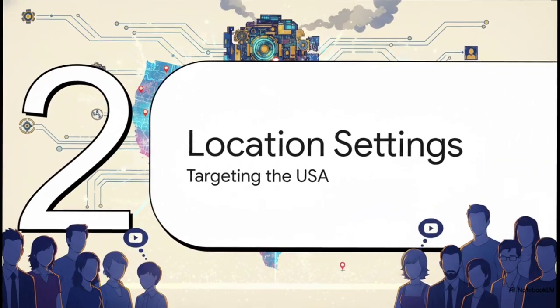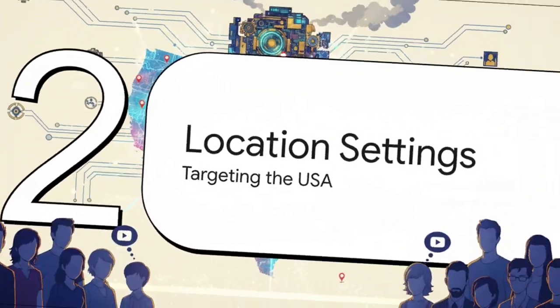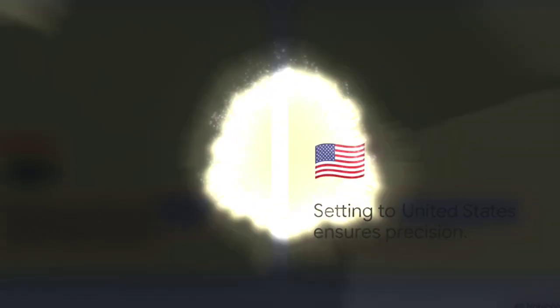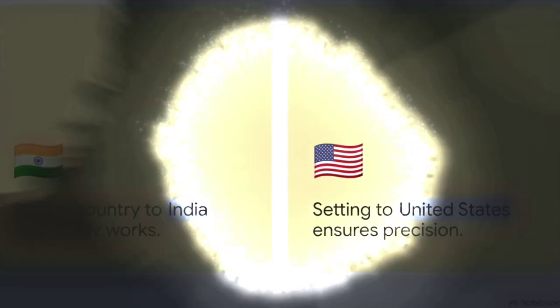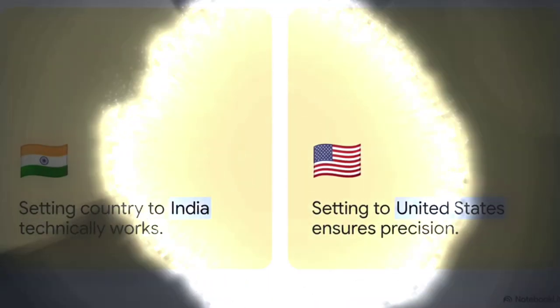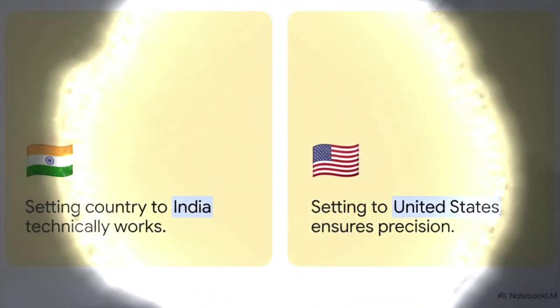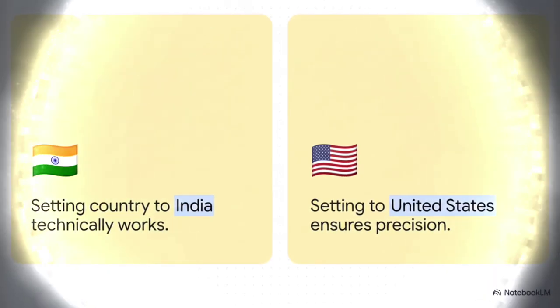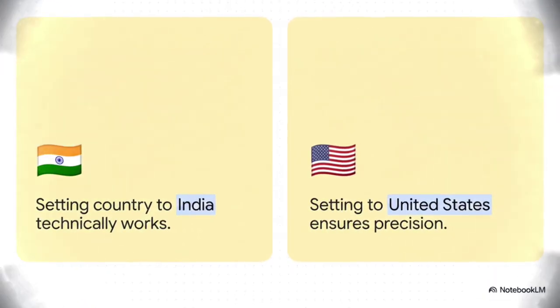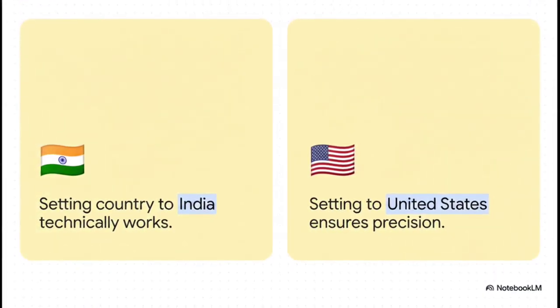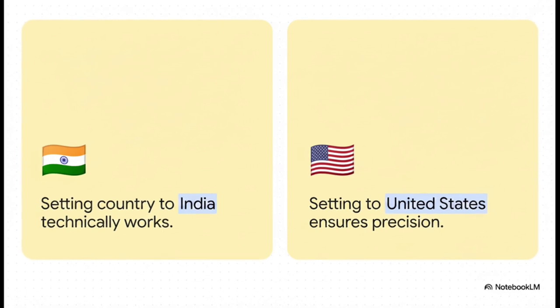Moving right along to section 2, location settings. Now, this part is absolutely crucial. While the source notes you could technically leave your country set to India and still succeed, selecting United States is highly suggested. Why? Because you want zero algorithmic confusion. Think of this setting as your channel's compass. Sure, the algorithm is smart and it'll eventually figure out who your content is for, but setting your location directly to the US just completely removes any guesswork right out of the gate. It's literally just a simple toggle in your settings, but man, it is a vital one.